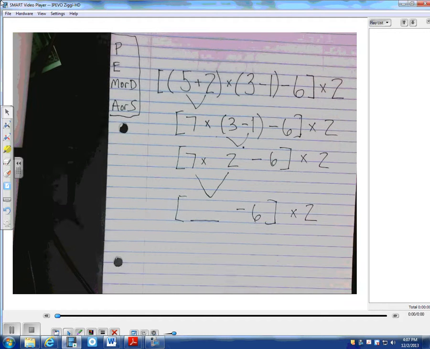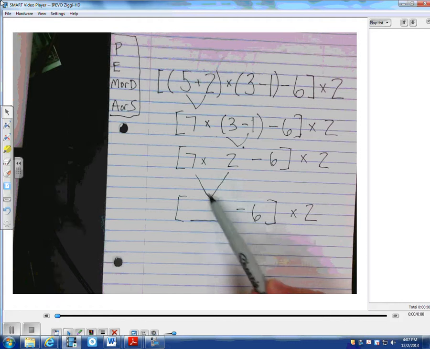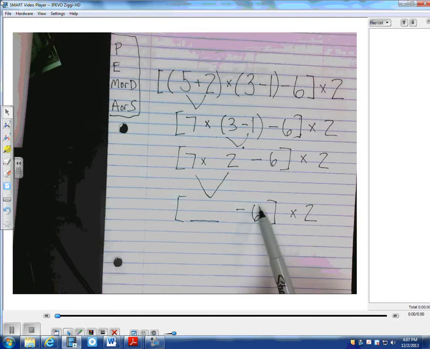So I'm going to stop there with this problem. You will continue solving it to get your answer. Okay, so we're at this state, the 7 times 2. That answer goes here. Then we rewrote the problem, minus 6. Again, we're still inside our bracket. And then we multiply by 2. So you go ahead and finish this one, and we'll move on to number 3.